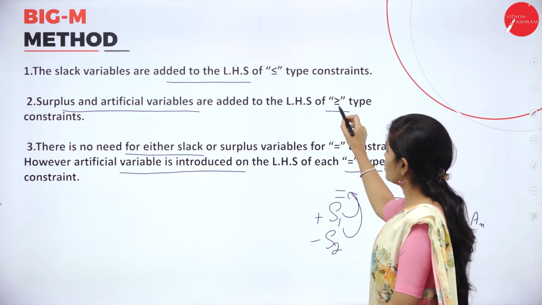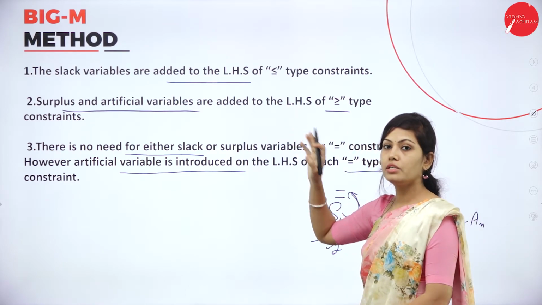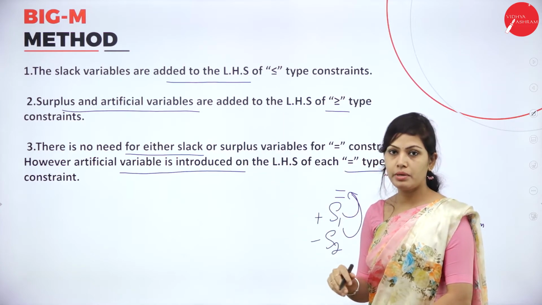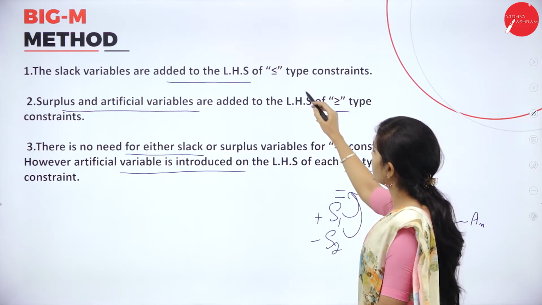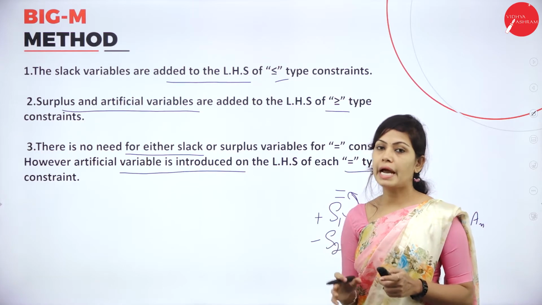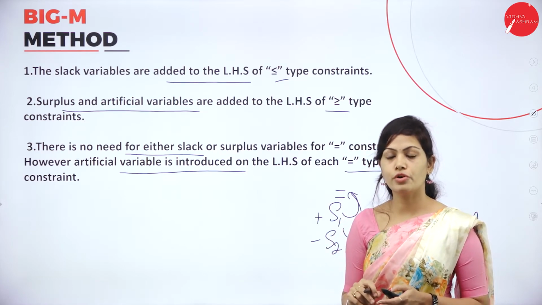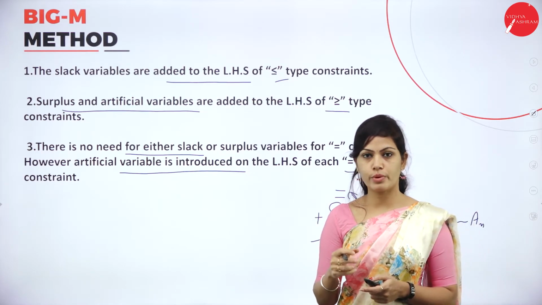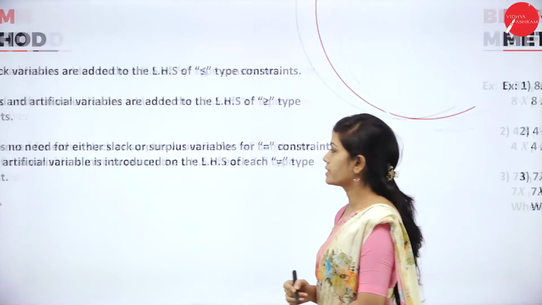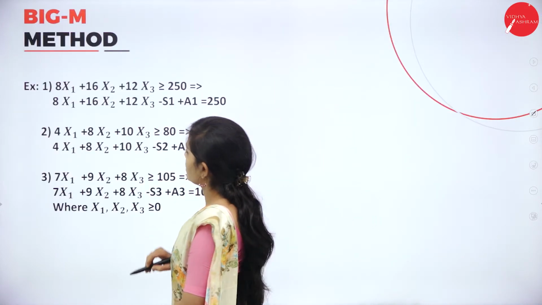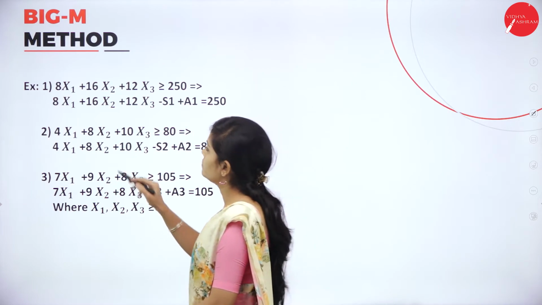So, for greater than or equal to type, you need to subtract the surplus variable and add an artificial variable, and if you get less than or equal to type, you just add the slack variables for converting the inequality into equality. Let's see the examples for surplus variable and artificial variable.